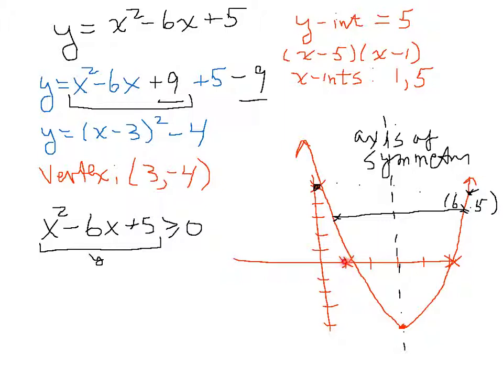And I want to know where are the y values greater than or equal to 0. Well, if you look on the graph, the y values are greater than or equal to 0 there, and greater than or equal to 0 there. So that happens when x is less than or equal to 1, or when x is greater than or equal to 5. And that's an inequality solution that we want to be able to solve, and it's very easy to do when we see the graph of the quadratic. Okay, now we'll move on.